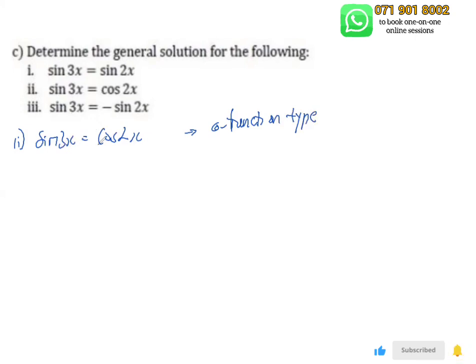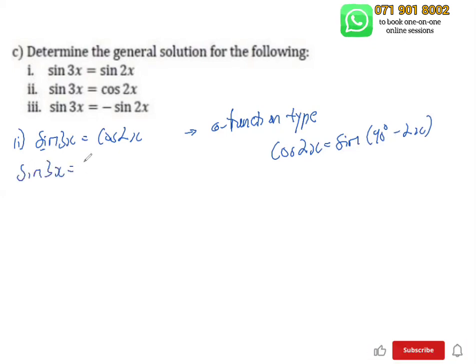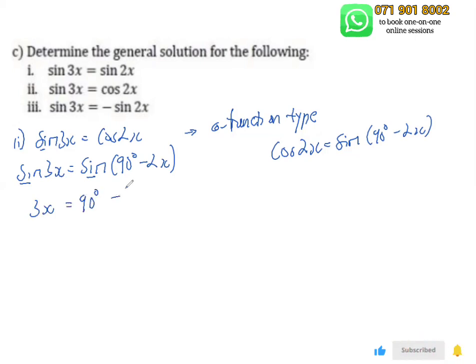So that means we have to change this one here and write it as similar as that to have the same trig ratio. Now remember, according to our cofunctions, we know that cos 2x can also be written as sine 90 degrees minus 2x, right? So if we can just replace the cos 2x by this, then this is what we end up having. Sine 3x is equal to sine and then 90 degrees minus 2x, right? Now we can see that both sides we have sine and sine, meaning at this point we can just simply drop the sines. This is 3x is equal to 90 degrees minus 2x.